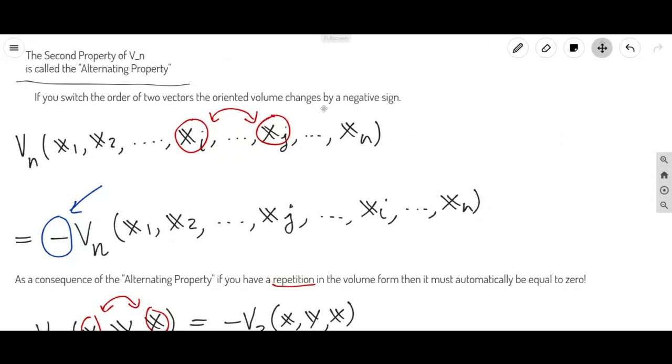And now let's mention property number 3. This is the third property.